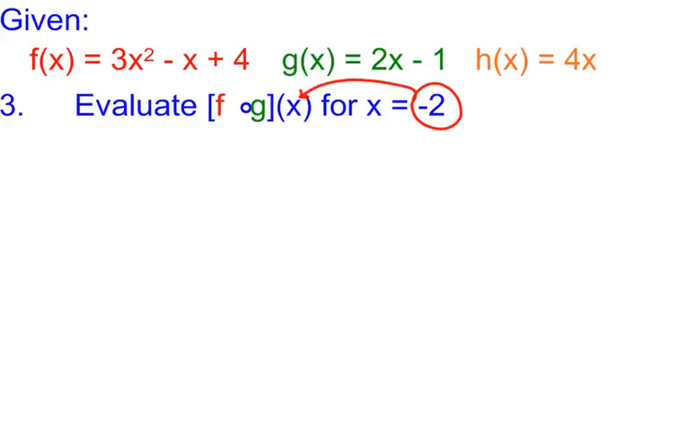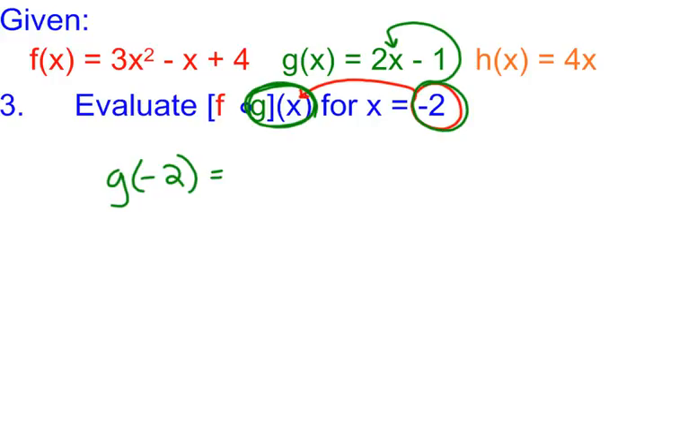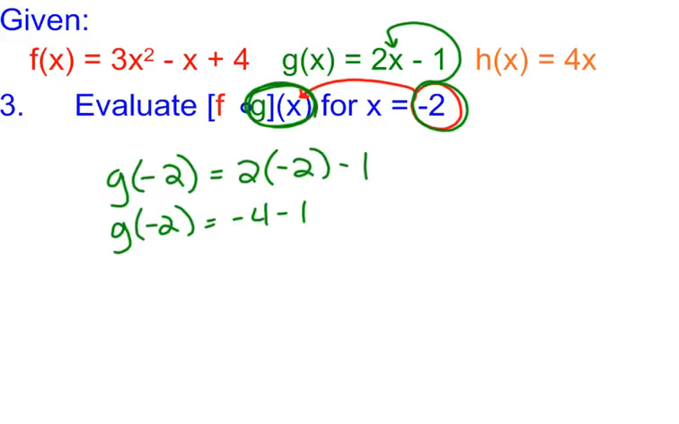So for this part, the first thing I see is the g of x. So I again work inside out. I'm going to first put this negative 2 into g of x. So I'm finding g of negative 2, and I replace that x with a negative 2. So g of negative 2 equals, when I multiply and subtract, negative 4 minus 1. So I find g of negative 2 to equal negative 5.